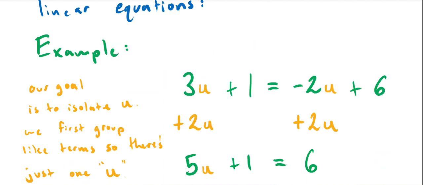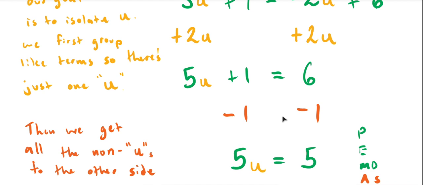Now, the first thing we want to do is group our like terms together so that there's just a single u. Sometimes I combine that with this next step, but we can also do it separately. Now we want to start at the bottom of PEMDAS and move this dangling plus 1 over to the other side, so that the only thing on the left-hand side is a u term, along with its coefficient, and we've moved this 1 from one side to the other as a minus 1. 6 minus 1 gives us 5.